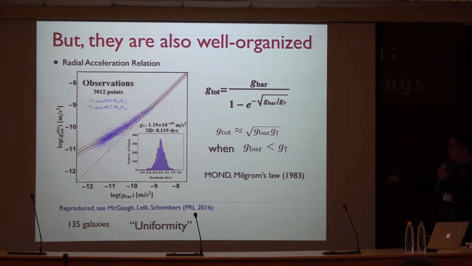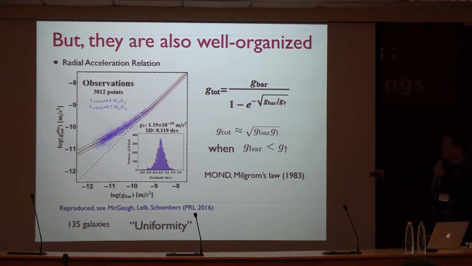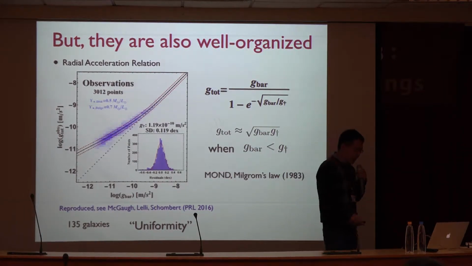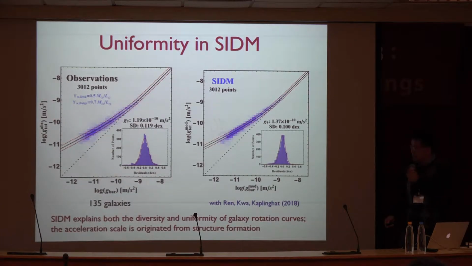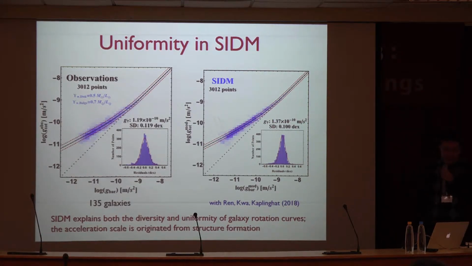And if you look at the literature, actually the scatter is very small, right? So this is purely from observation, by fixing some mass to light ratio. And since we fit all the SIDM data points with models, what will the SIDM say about this correlation? So this is the SIDM result from our fits. We get this g dagger very close to this value, and the standard deviation is also very small. So in other words, SIDM explains both the diversity and the uniformity of the galaxy rotation curves.